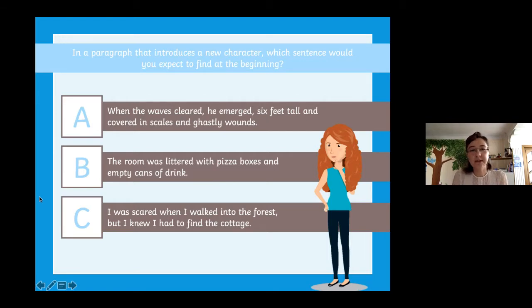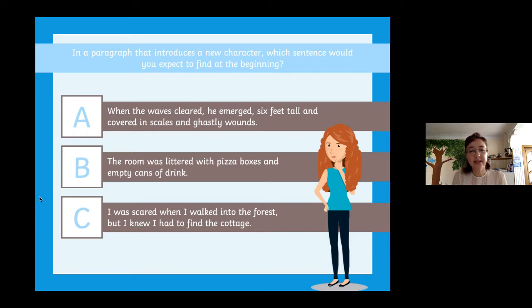In a paragraph that introduces a new character, be careful here, the key phrase is a new character. Which sentence would you expect to find at the beginning? When the waves cleared, he emerged. He appeared 6 feet tall and covered in scales and ghastly wounds. The room was littered with pizza boxes and empty cans of drinks. I was scared when I walked into the forest, but I knew I had to find the cottage.